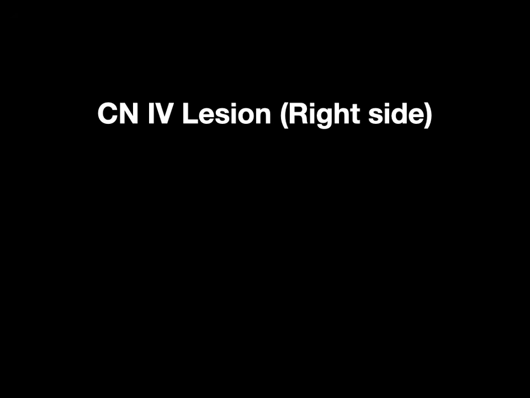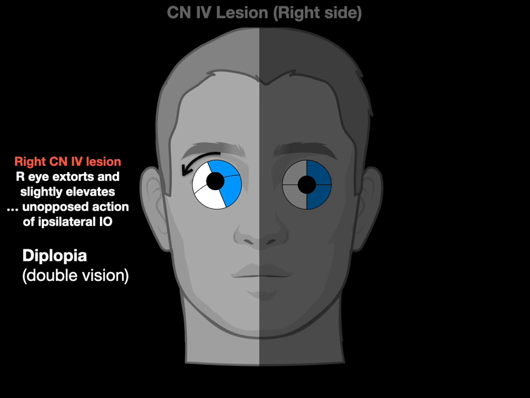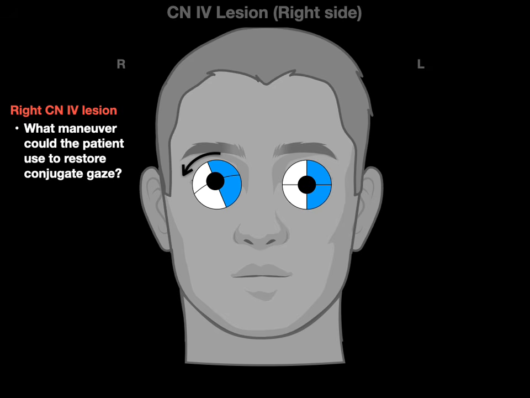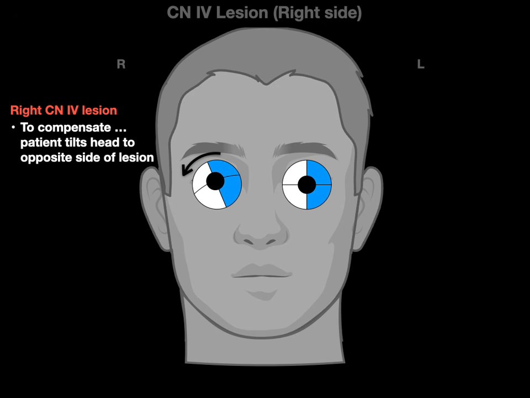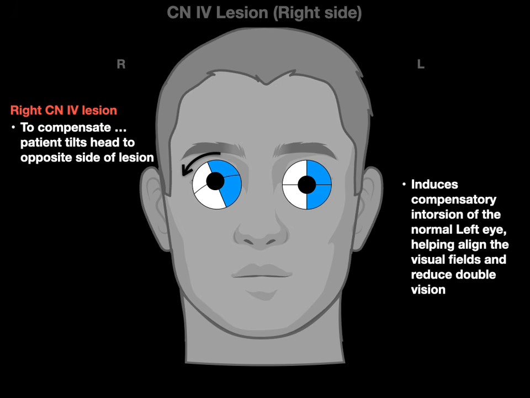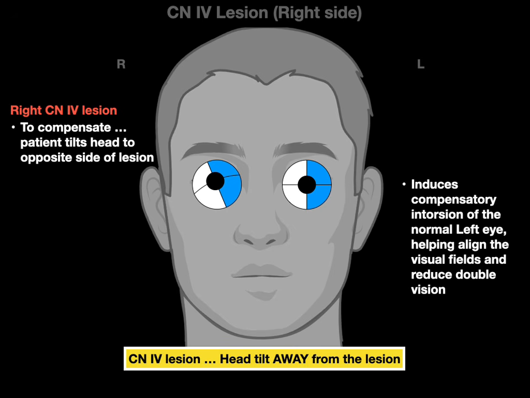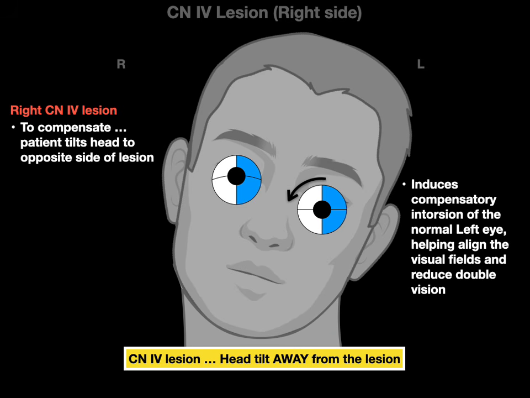So in a cranial nerve 4 lesion, and for the example, let's use the right side, the right eye extorts and slightly elevates like that because of the unopposed action of the ipsilateral inferior oblique muscle. That results in double vision, diplopia, because you don't have conjugate gaze. What maneuver could the patient use to restore conjugate gaze? To compensate, the patient tilts the head to the opposite side of the lesion. This induces compensatory intorsion of the normal left eye, helping align the visual fields and reducing double vision. Basically, in a cranial nerve 4 lesion, the head tilts away from the side of the lesion.